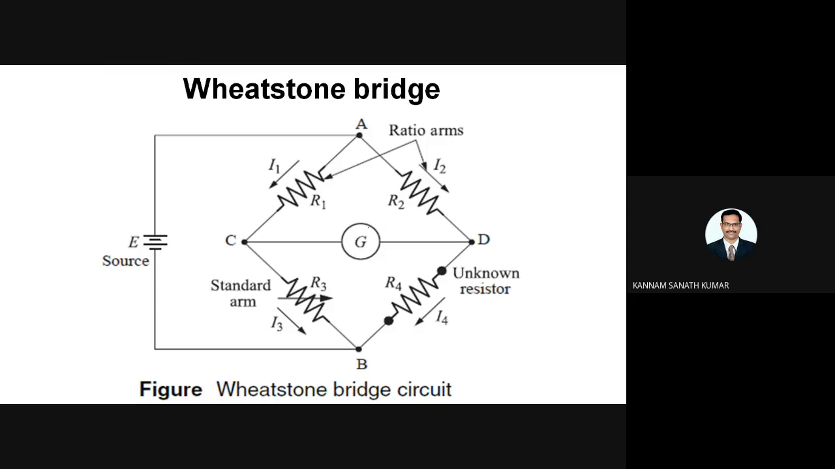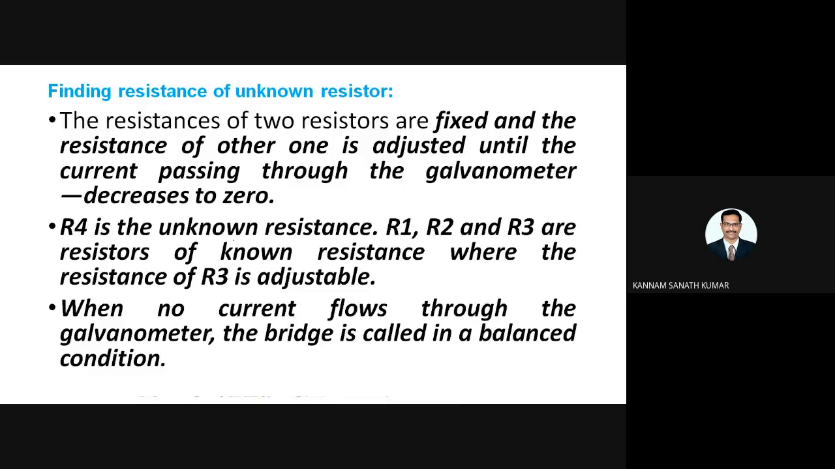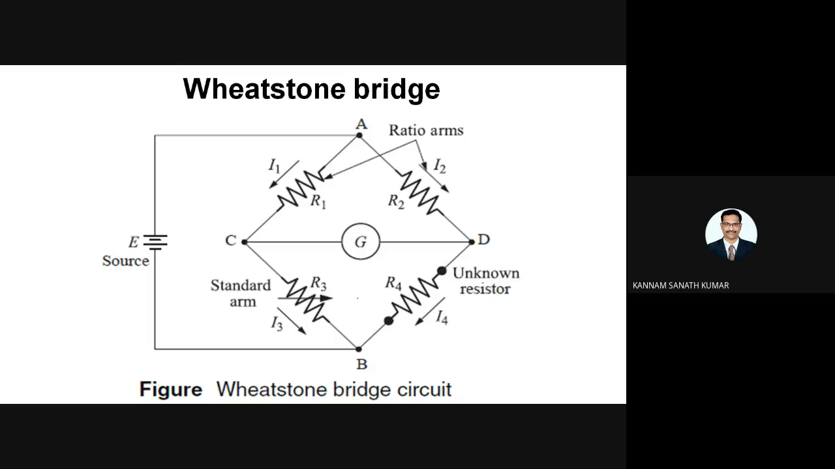So when the current in the galvanometer becomes zero, what happens? The bridge is said to be balanced. From the balancing condition, we can find out the unknown resistance R4. R4 is the unknown resistance, and R1, R2, R3 are resistors of known resistance, where R3 is adjustable. So we can adjust the resistance of R3.